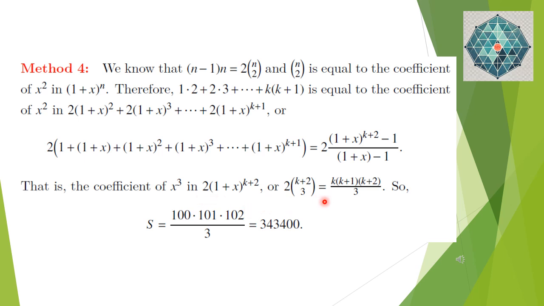Thus, the sum S equals k times k plus 1 times k plus 2 divided by 3. For k equals 100, S equals 100 times 101 times 102 divided by 3, which is 343,400.